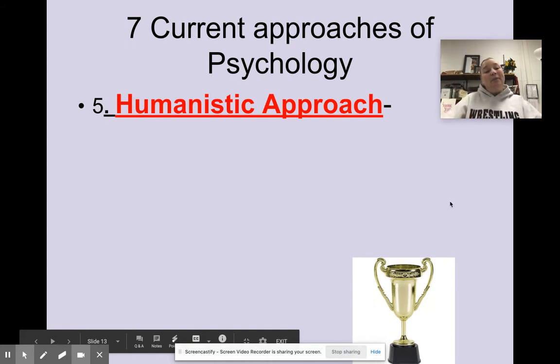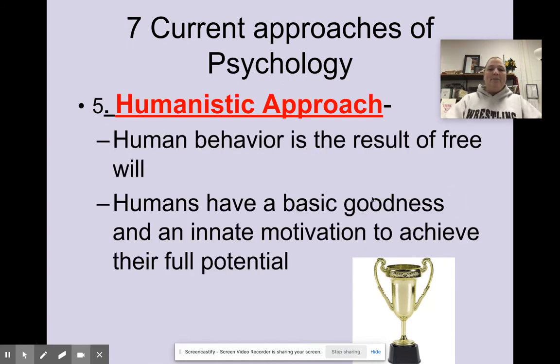Number 5 is the humanistic approach. And this one is kind of a positive one in some ways. These people believe that human behavior is the result of free will. You have the choice. And they believe that overall humans have a basic goodness and an innate motivation to achieve your full potential. So, for example, why do athletes want to try to get that first prize trophy or that medal? It's because innately we want to be the best that we can be.